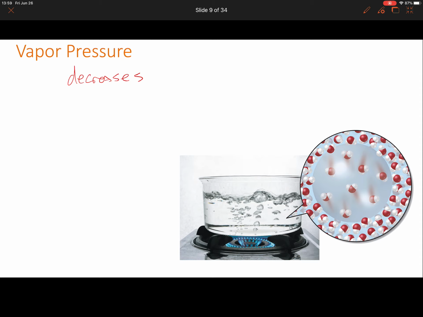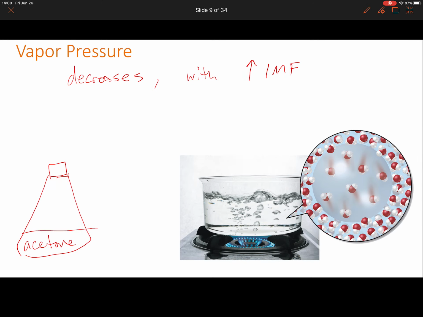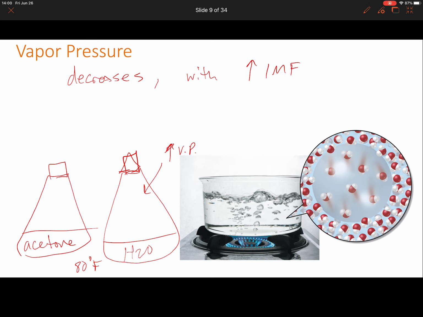It decreases with increasing intermolecular forces. And that should make sense. Going back to the acetone and the water example, if I have a container of acetone and a container of water, and these are both at the same temperature, so let's say 80 degrees Fahrenheit, I'm actually going to see a much higher vapor pressure in the acetone.